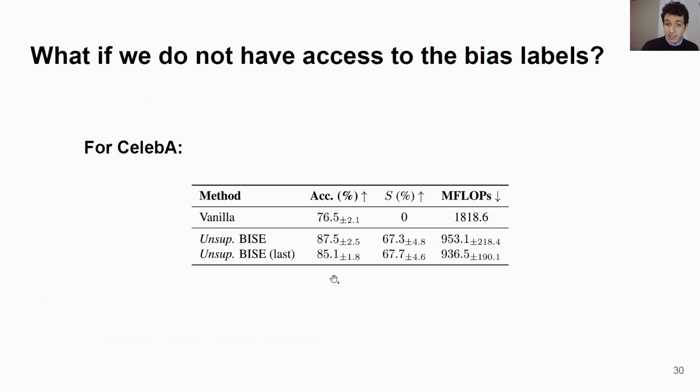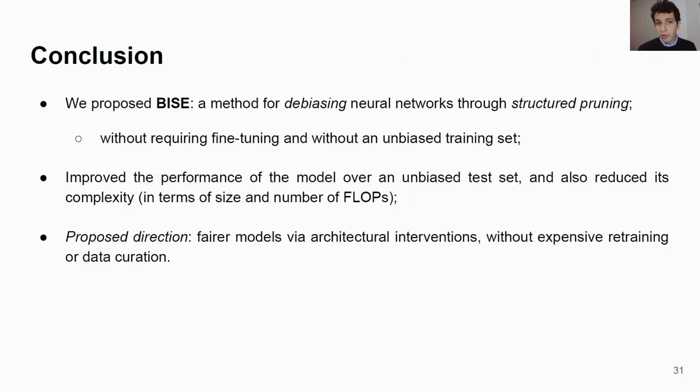And in that case, we are still able to considerably improve the performance of the model on an unbiased test set. So we have proposed a method for debiasing through structured pruning without fine-tuning and without using unbiased training data. And the direction that we are proposing is that we can obtain bias-robust and fairer models via architectural interventions.